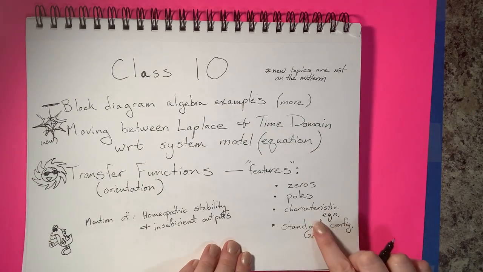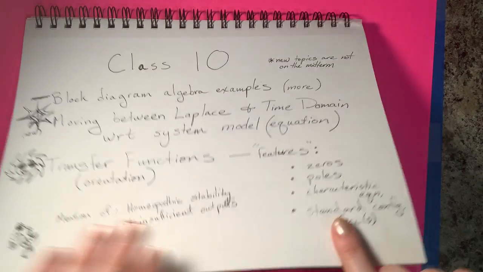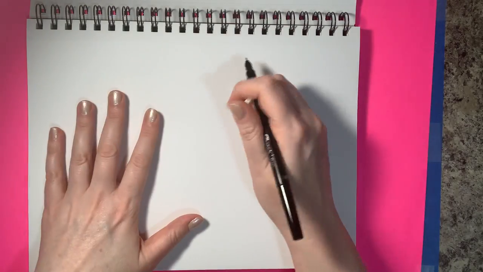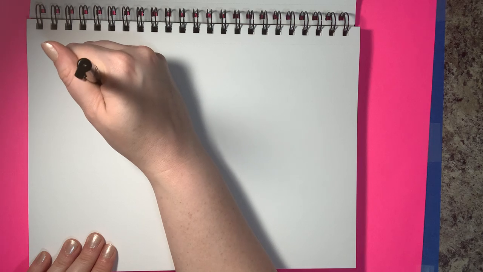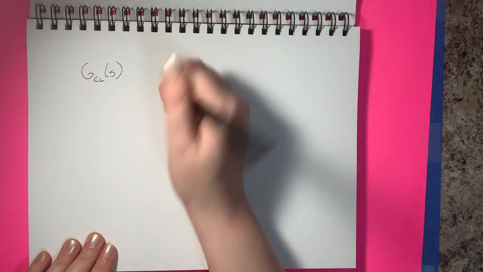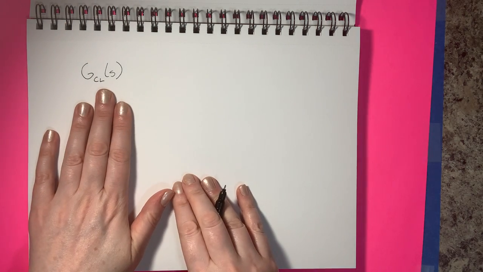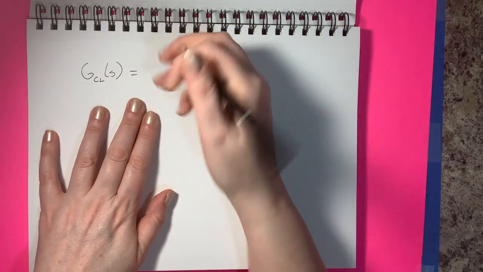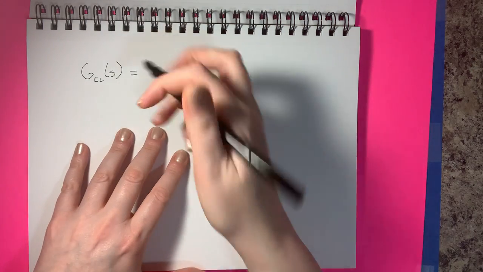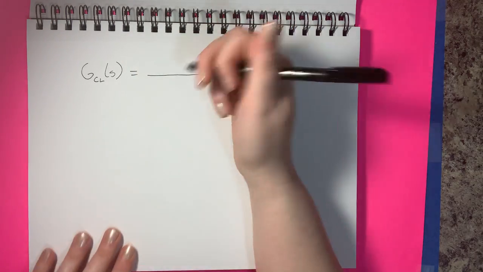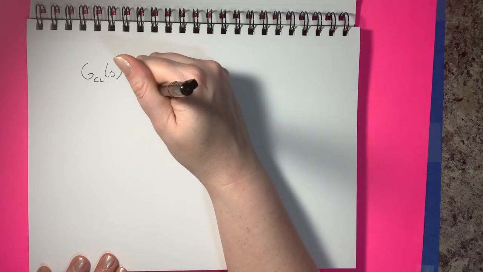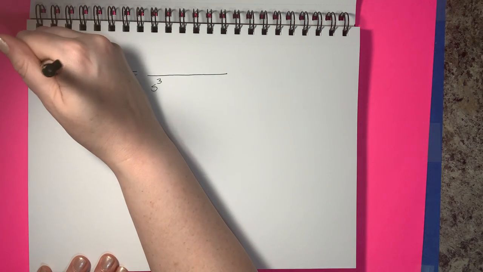Poles and zeros, the characteristic equation. So the characteristic equation, where is that located in a transfer function? So let's say we have GCL of s, okay? This is a transfer function. And we're still on the topic of stability. Okay, so I have this equation. Let me just write one down here. We'll say it's a third order equation. So this would be an example.